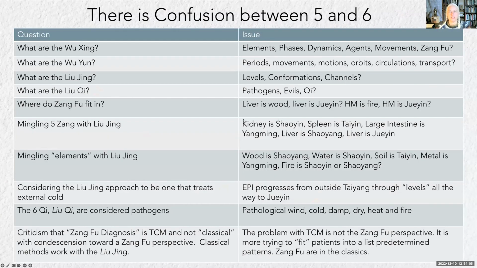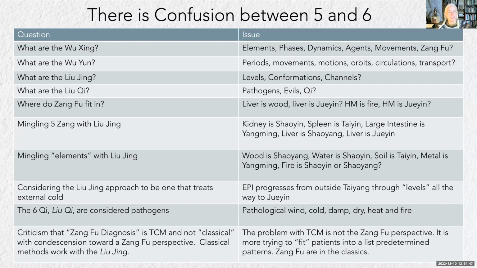there's a lot of confusion between 5 and 6, and certainly I've been really confused about 5 and 6, and it's been a journey of mine to try to tease this out in a way that would be useful as well as accurate to the classical texts. So just to talk about some of the confusion, just what are the wuxing? The 5 elements, the 5 phases, dynamics, agents, movements. Does it relate to the Zangfu? Is that what the 5 elements are?